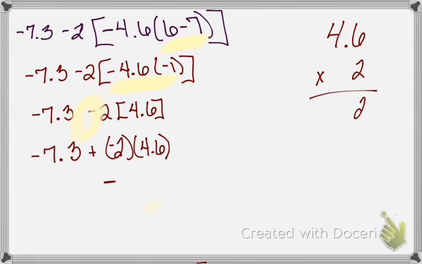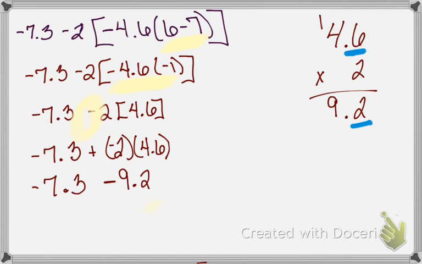2 times 6 is 12. 4 times 2 is 8. And 8 plus 1 is 9. Okay? Now, 92 is not the correct answer. It is 9.2. The reason it is 9.2 is because I've got that decimal. I have one decimal space right here. So in my answer, I also have to have one decimal space. Okay? So then I have negative 9.2.